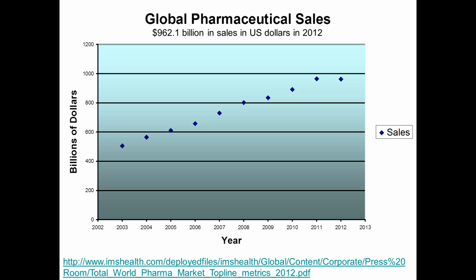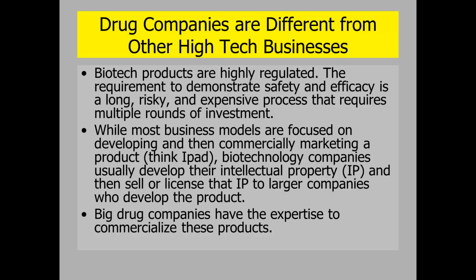But one interesting phenomenon is that in 2012, there's a bit of a leveling off. There's still an increase in sales, but there's a bit of a leveling off of this very rapid increase in sales growth. And that's because in 2012, a number of well-selling drugs came off of patent.